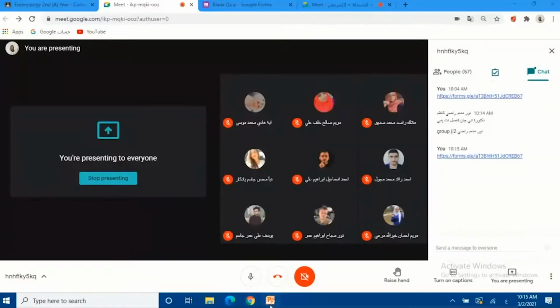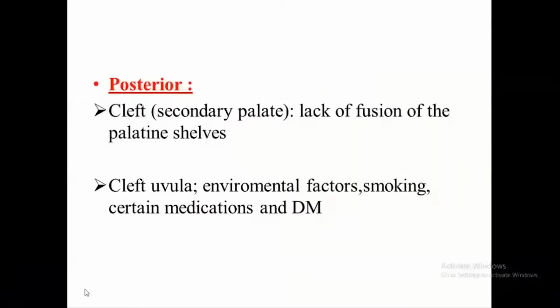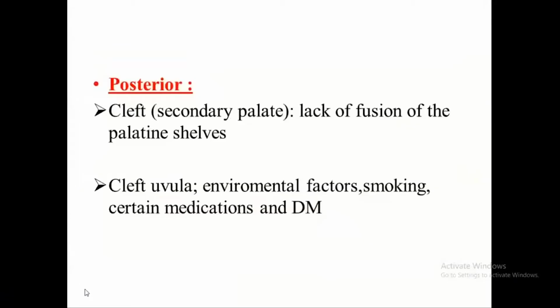Okay, so let's continue. So we said that we have anterior clefts and we will come to the posterior cleft. So the posterior cleft will include secondary palate cleft and also cleft uvula. Okay, and the reason for this also is the lack of fusion of the palatine shelves, as we talked before, and we said in the formation of the secondary palate, whenever there is a lack of fusion between these palatine shelves that are formed from maxillary prominences, there will be a cleft between them.